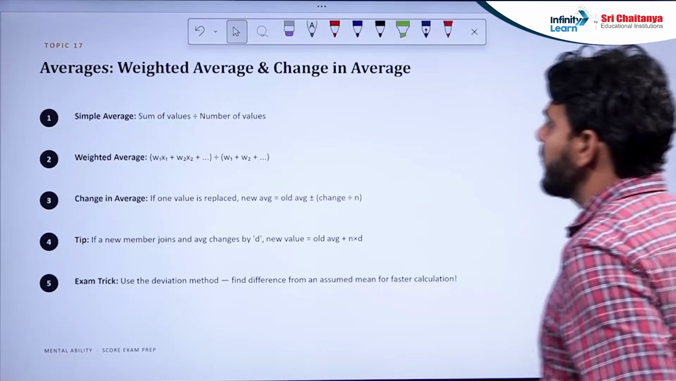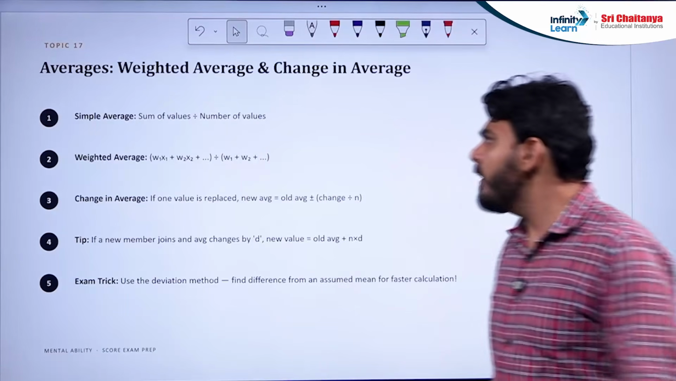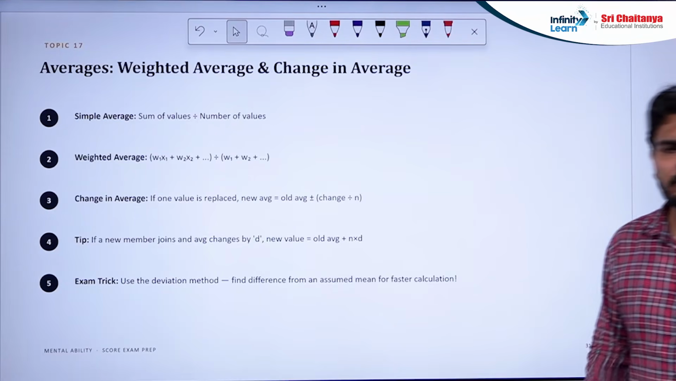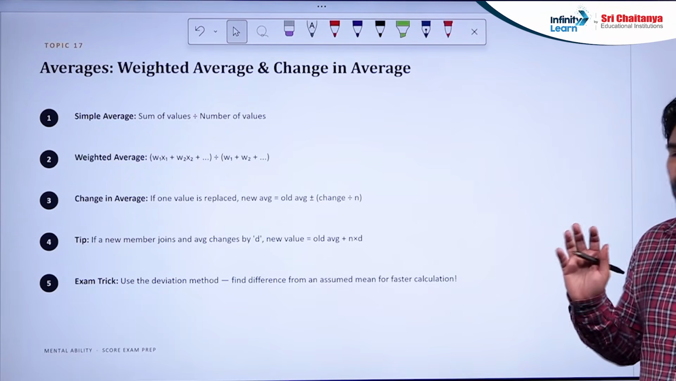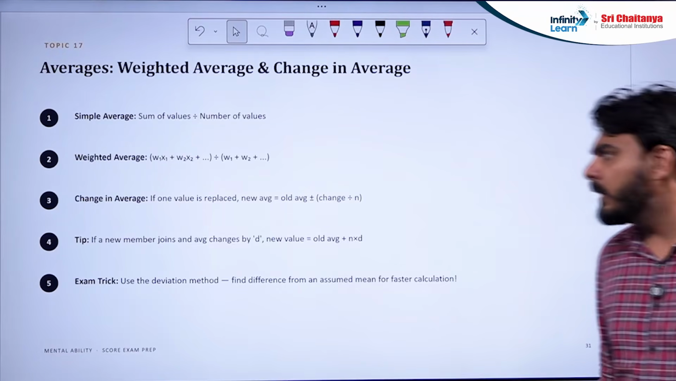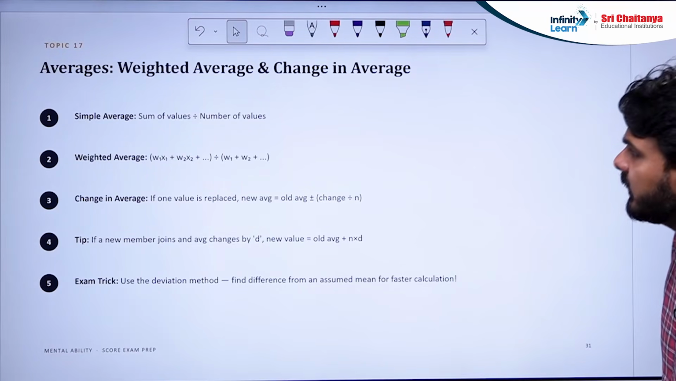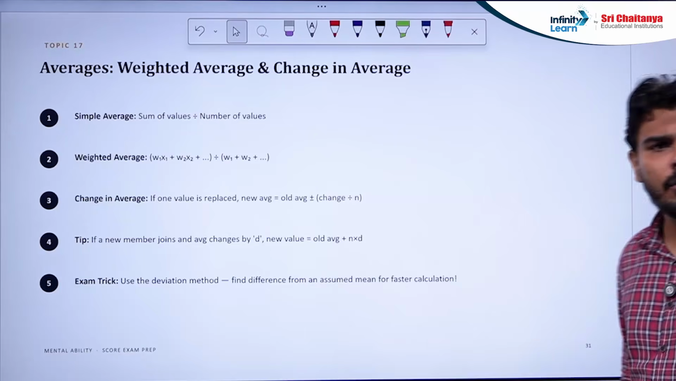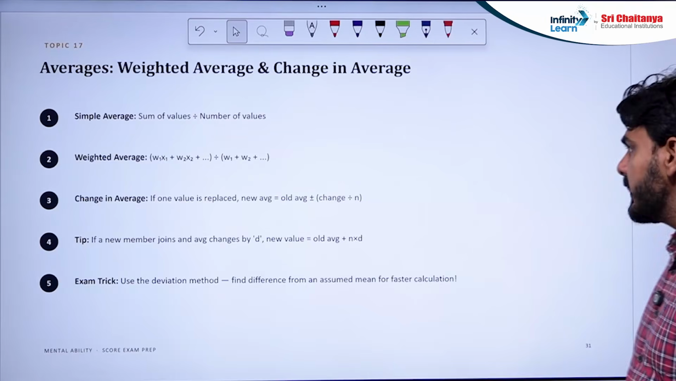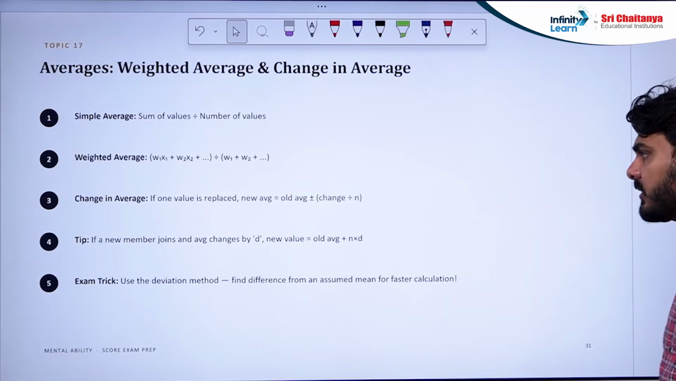Our next topic is averages. I think this is a very easy chapter. There is nothing to be telling, you know everything about this topic. I will just tell you in brief what we will be covering. Simple average: you know that average is equal to sum of all the observations upon number of observations. Weighted average, you can see the formula. Change in average, that you know: old average plus minus change over number of observations.